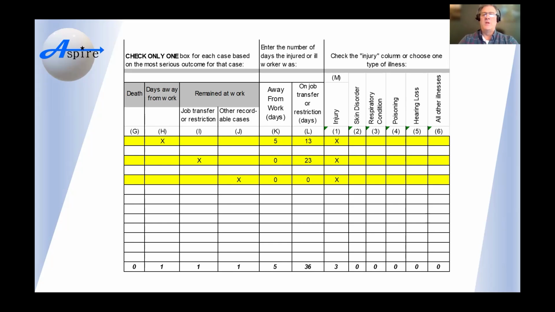Okay, let's go to the next one. If I put an X in column I, job transfer or restriction, that means I am back to work the next scheduled shift, but I have restrictions. So I can't have a number in column K because I'm back to work the next scheduled shift with restrictions. And then you enter the number of days in column L. So if I put an X in column I, I will have a 0 in column K, and I have to have a number in column L.